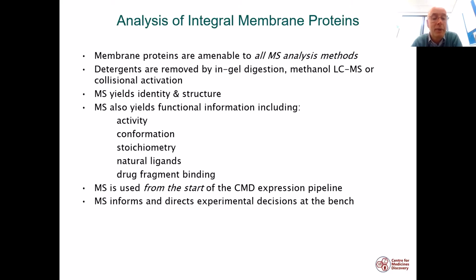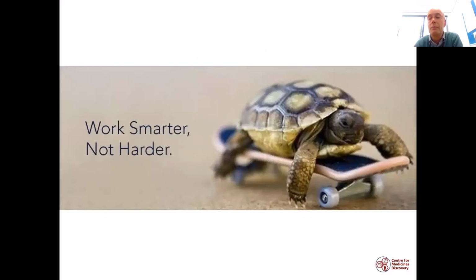So we use mass spec very heavily for membrane protein analysis here at CMD, and we do that, as I hope I've shown you, from the very start of the expression pipeline. And you can use mass spec for membrane proteins to inform and direct experimental decisions at the bench, and I believe this is one of the best ways to accelerate your research. And I would say if you're working on membrane proteins, it's suddenly become a very competitive field, and my advice is use the mass spec and use it to work smarter rather than working harder.